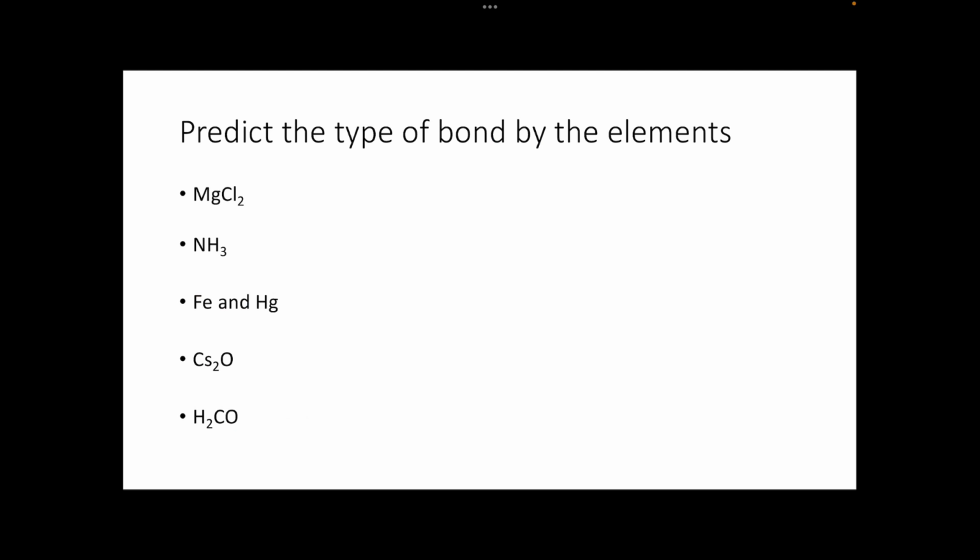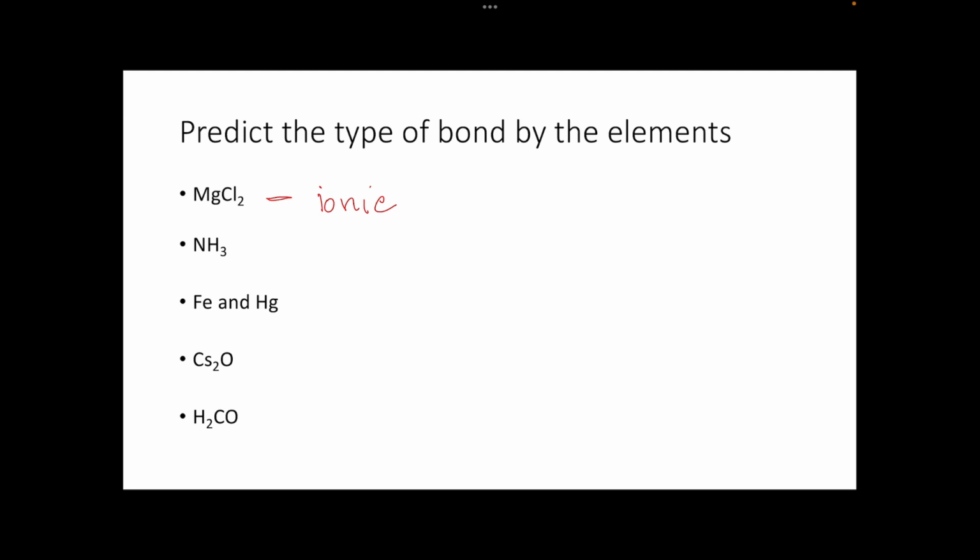So here are some different compounds, all right? And you can actually predict what type of bond they're going to make by the elements in them. So let's look at the first one. The first one is magnesium and chlorine together. So magnesium is a metal, chlorine is a nonmetal, so this will be ionic.